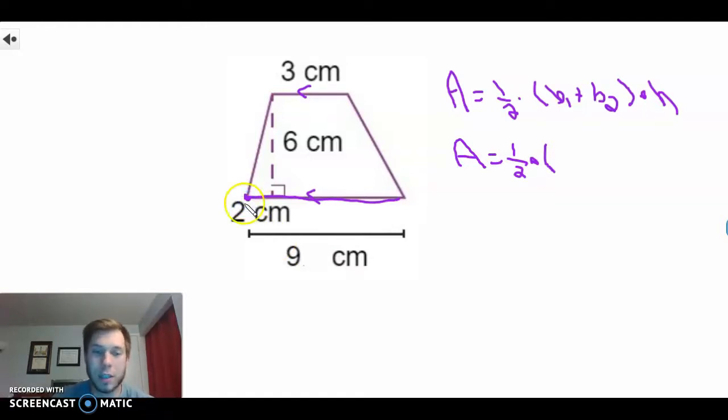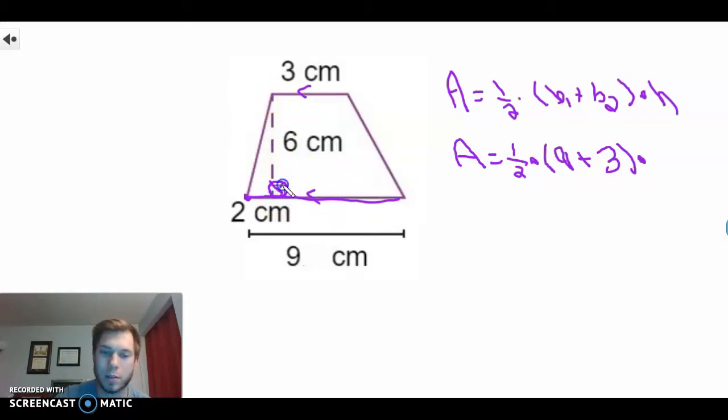2 is just representing the distance from the intersection of these lines, the point of this trapezoid, to the perpendicular line, whereas 9 centimeters is the length of the entire side of the base. So 9 centimeters is going to be our base 1. Our base 2 is the shorter, opposite parallel side, which in this case is 3. You have 9 plus 3 in parentheses, multiplied by the height.